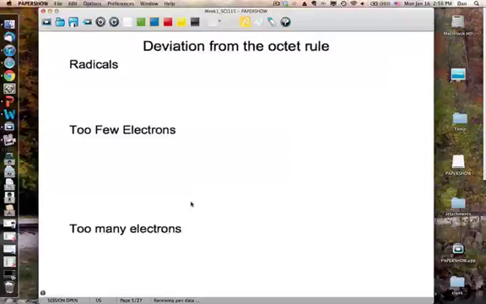As you know from previous examples, always and never aren't really in my vocabulary when it comes to chemistry. It's always about the exceptions. There are lots and lots of deviations from the octet rule. Radicals are one of the primary examples. These are materials with unpaired electrons, electrons that are either odd number of electrons or materials that have electrons that are unpaired with respect to one another.